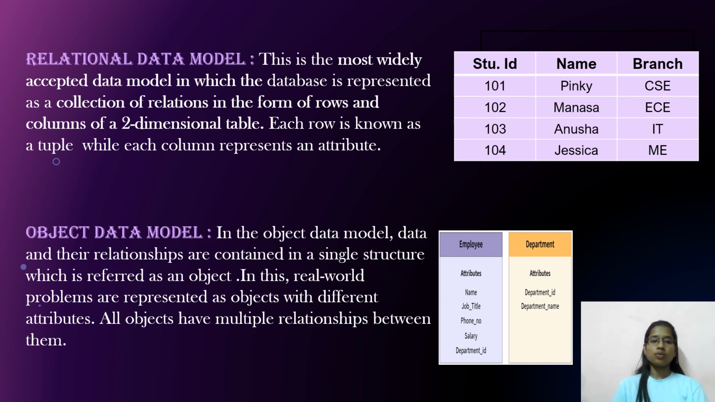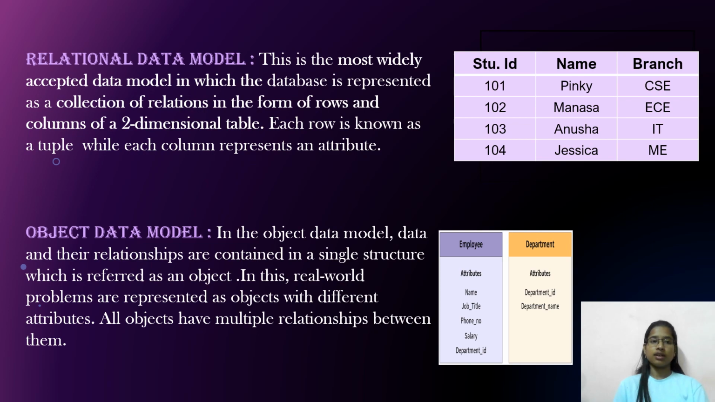The next is object data model. In this, the data and the relationship are contained in a single structure, which is referred to as an object. So here all objects have multiple relationships between them. So here we have employee and department as an example, in which the employee consists of name, job title, phone number, salary, department ID as attributes. But in the department we have department ID, department name and all.